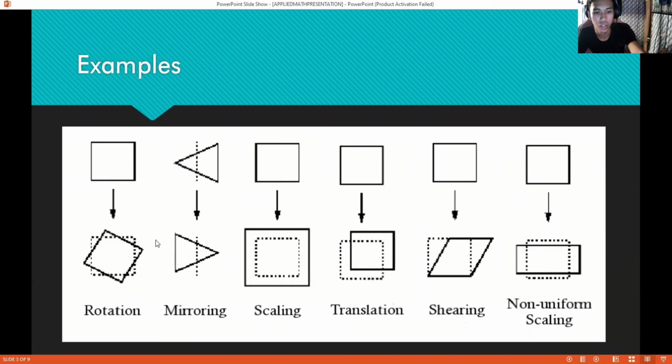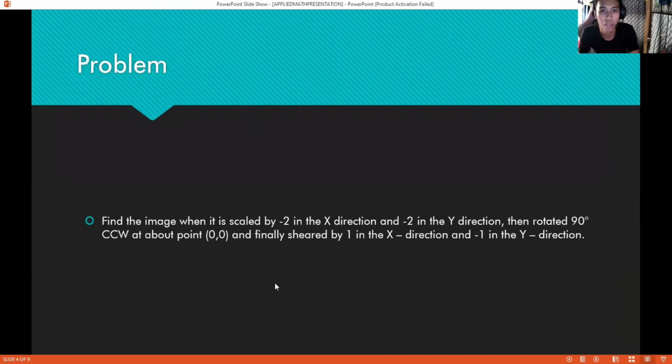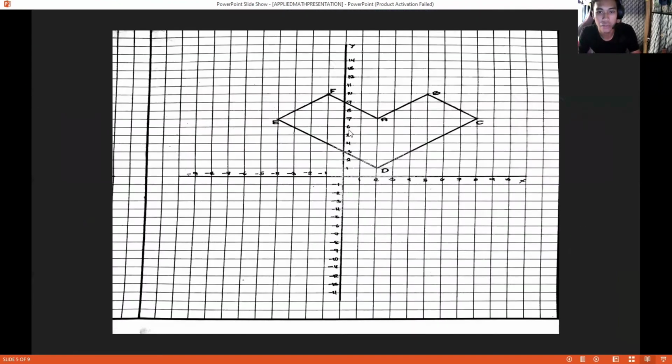So we will go back to the example. The ones that we use are rotation, scaling, and shearing. We use these three methods. So let's go back to solve the problem. Since there is a given pre-image, these are the vertices, and we have six vertices, A to F. Let's try to evaluate this first.